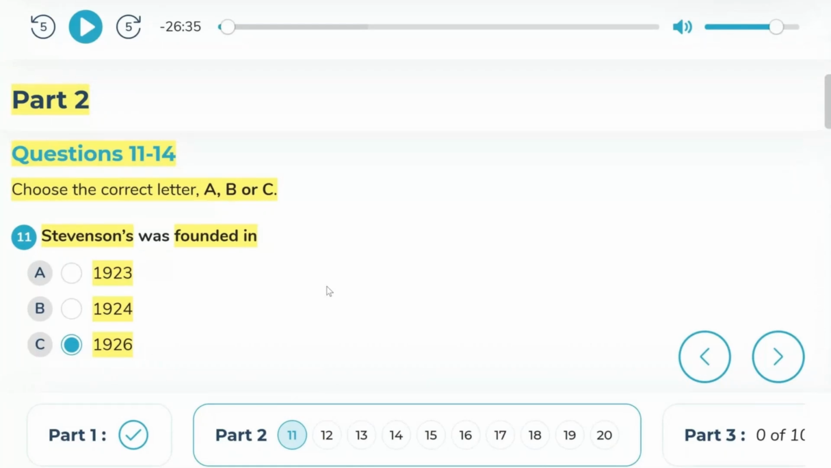Now why B is wrong? Although he actually started making plans 2 years earlier in 1924. In 1924, he started making plans.